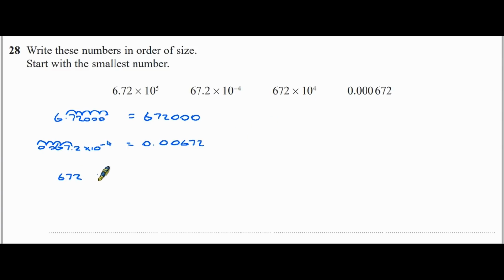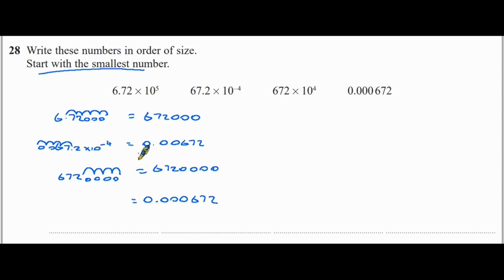So 672, decimal point starts here. 10 to the 4 means 1, 2, 3, 4 places. So we're going to add in 4 noughts. So we get 6720000. And the last one is already done for us. It's 0.000672. If we look at these answers then, we are looking for the smallest number first.